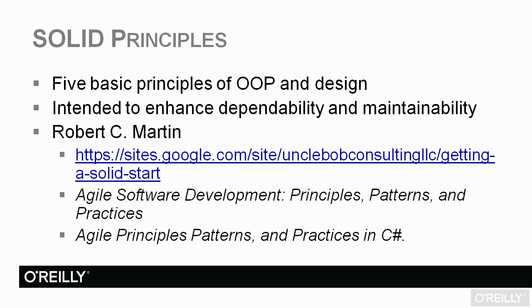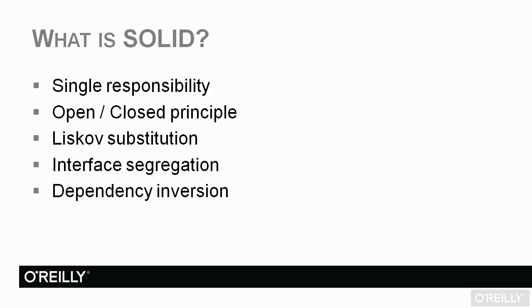Robert C. Martin is the first one who's credited with coming up with these principles, and you can see that link where you can get the original paper, which is over a decade old at this point. He's also written a couple of books on agile development. So what is SOLID? These are the five principles.